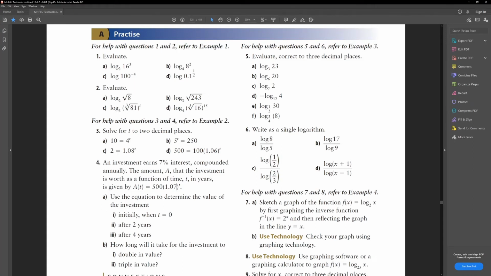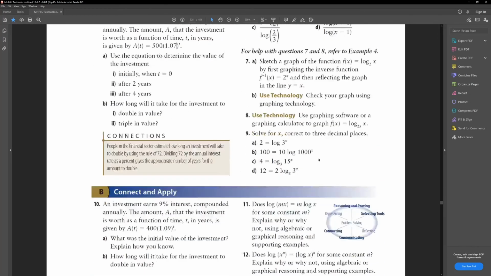For 6, it's asking us to write a single logarithm. So when you're looking at these, you should understand that this is our change of base again. So this would be our old base, and this was our old x value, so a would be log of 8 to the base of 5. And you do that kind of procedure for every single question here.